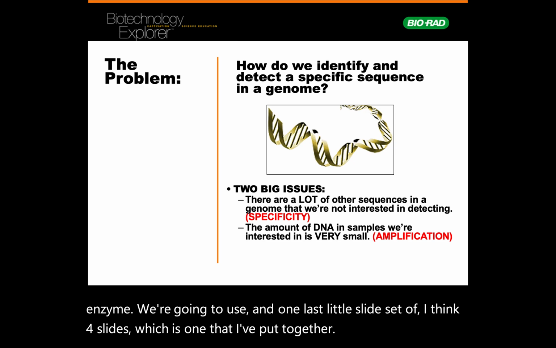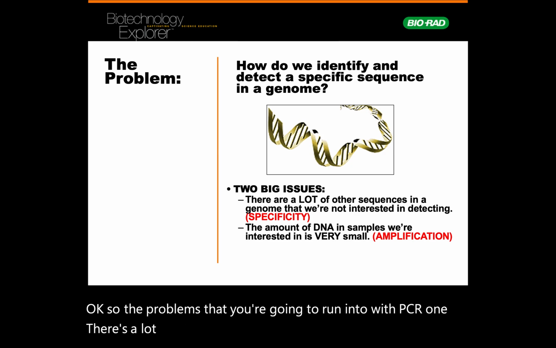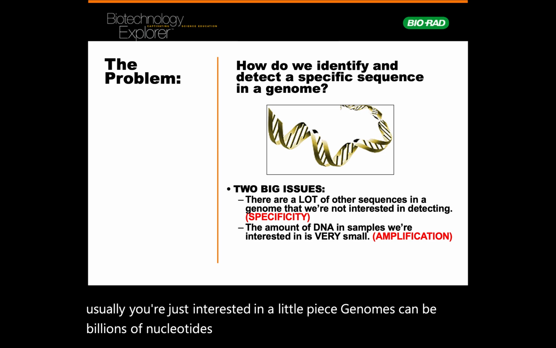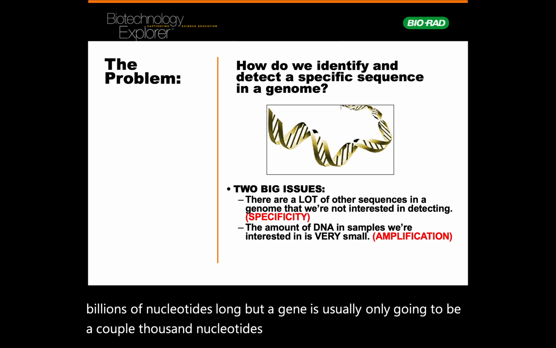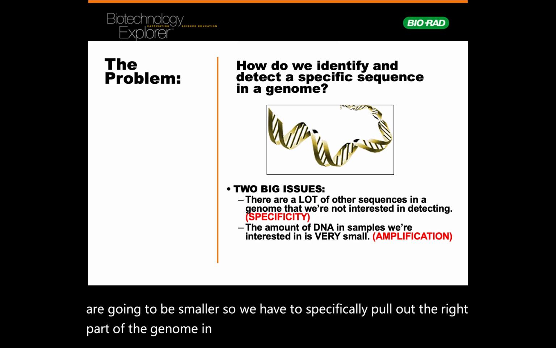Okay, so the problems that you're going to run into with PCR. One, there's a lot of DNA out there. A genome is gigantic, and usually you're just interested in a little piece. Genomes can be billions of nucleotides long, but a gene is usually only going to be a couple thousand nucleotides at the most, and a lot of those are going to be smaller. So we have to specifically pull out the right part of the genome in order to copy it or read it or do whatever we're going to do.